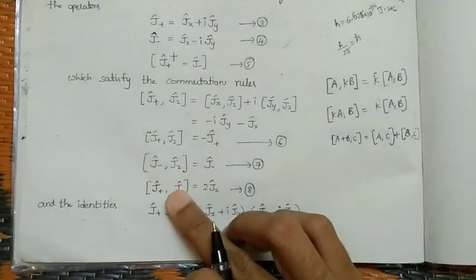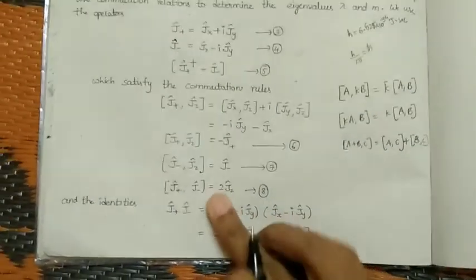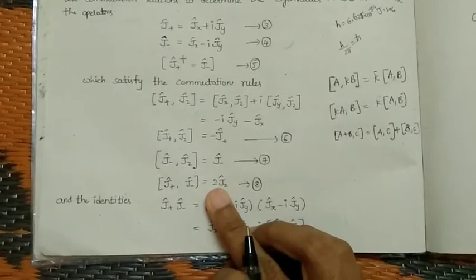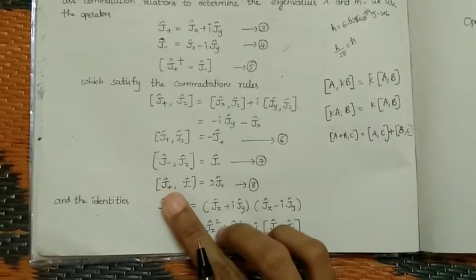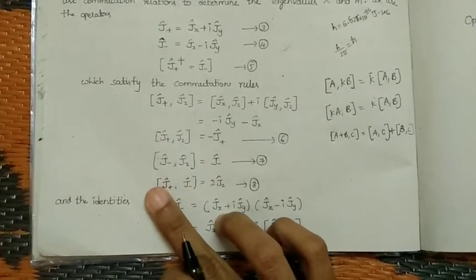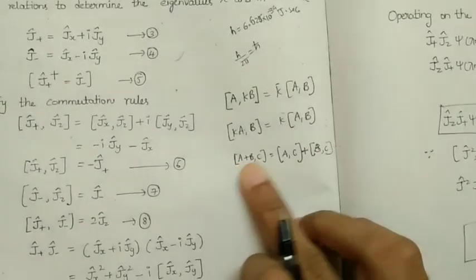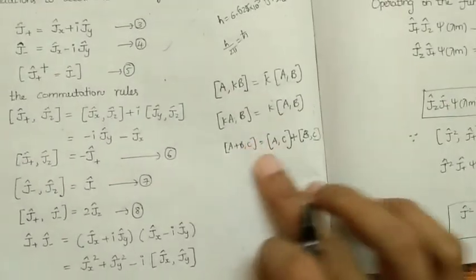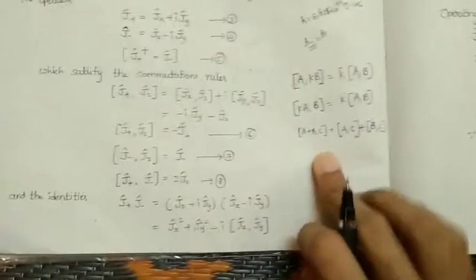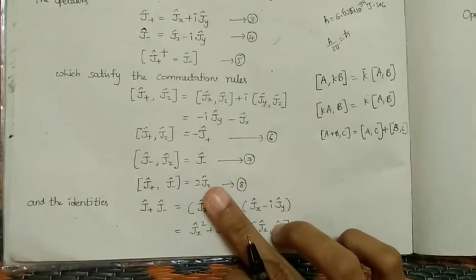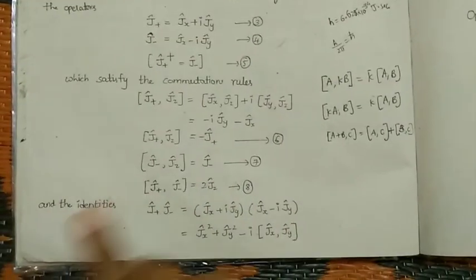In the same manner, if we do the commutation of J plus, J minus, we would get 2Jz. Here the distributive law we need to follow. Here we would have Jx plus iJy, here we would have Jx minus iJy. So in distributive form, that means a plus b comma c plus d, we would be having that form. We need to apply the distributive form separately, and in that we would get 2Jz.